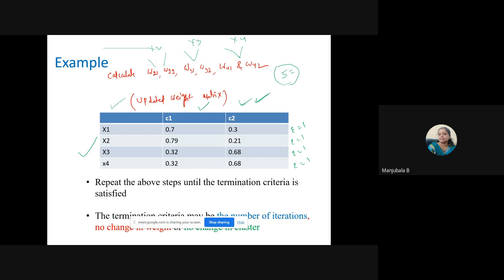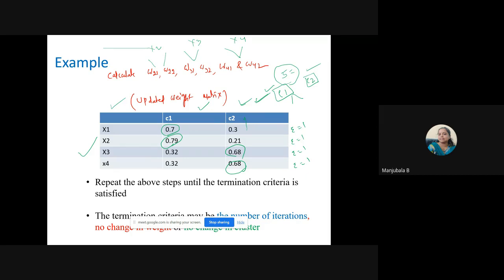If there are 2 clusters C1 and C2, and this is the final weight matrix we are getting after 5 iterations, this is the cluster C1, this is the cluster C2. Under C1, which points are you getting? X1 and X2 you will get under cluster C1, and X3 and X4 will go to the cluster C2. Now you have 4 data points and 2 clusters. So X1 and X2 come under the cluster C1, and X3 and X4 come under cluster C2. This is the way by which you can partition a set of data points by using this FCM.